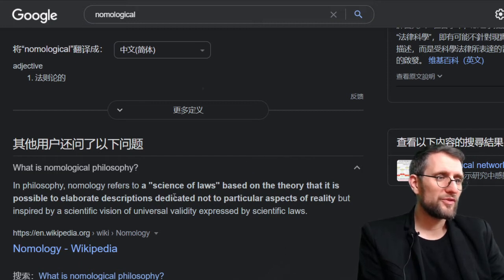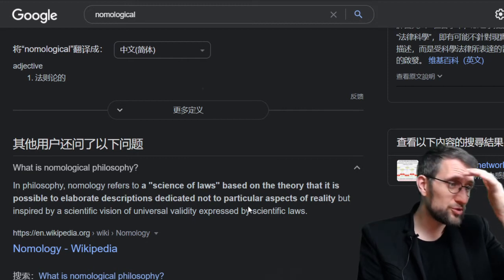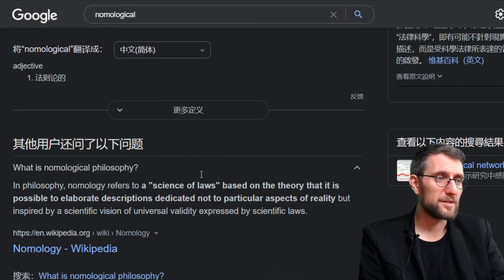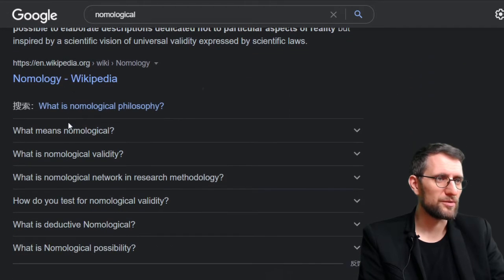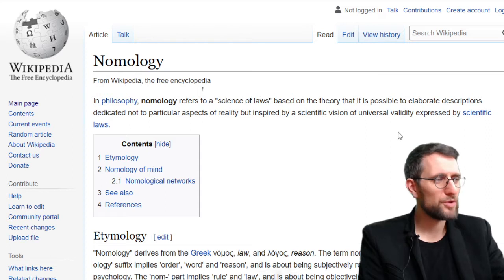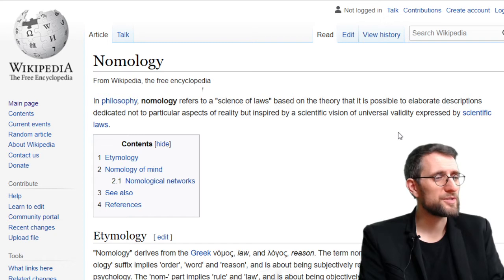Nomology in philosophy refers to a science of laws based on the theory that it is possible to elaborate descriptions dedicated not to a particular aspect of reality, but inspired by a scientific vision of universal validity expressed by scientific laws. Well, let's look into the Wikipedia page of nomology. Nomology refers to a science of laws based on the theory that it is possible to elaborate descriptions dedicated not to a particular aspect of reality, but inspired by a scientific vision of universal validity expressed by scientific laws.